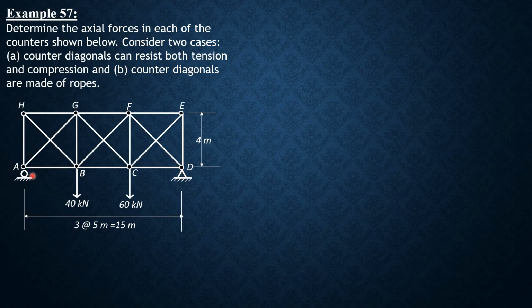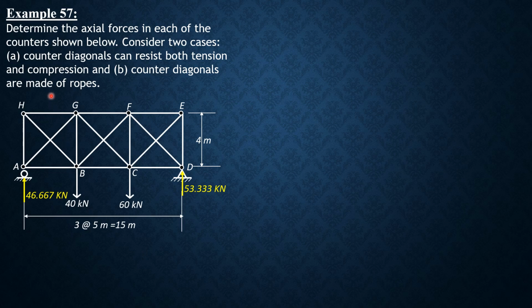Summation of moment about D equals 0. Then the vertical component at A times 15 equals 60 times 5 plus 40 times 10. We'll get RA is 46.667 kilonewtons upward. Likewise, summation of moment about A equals 0. RDY times 15 equals 40 times 5 plus 60 times 10. You'll get RDY equals 53.333 kilonewtons. RDX is 0. Obviously, there's no inclined load, so it is 0, not shown in the figure.